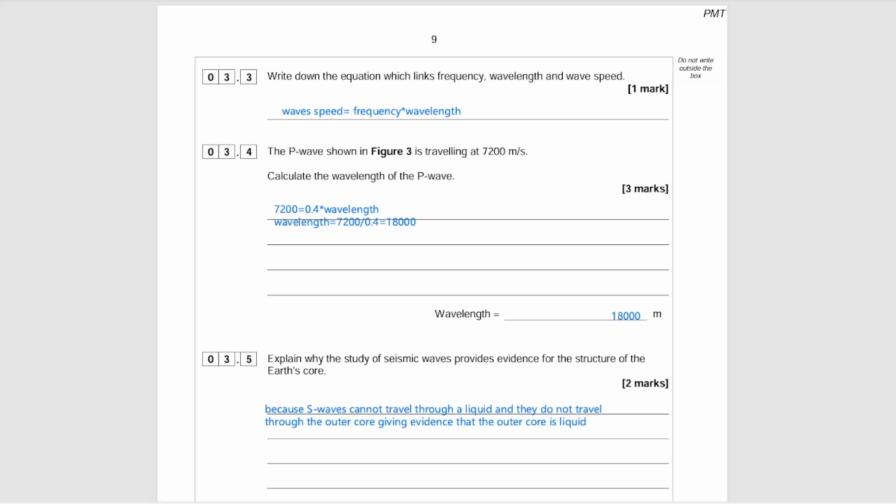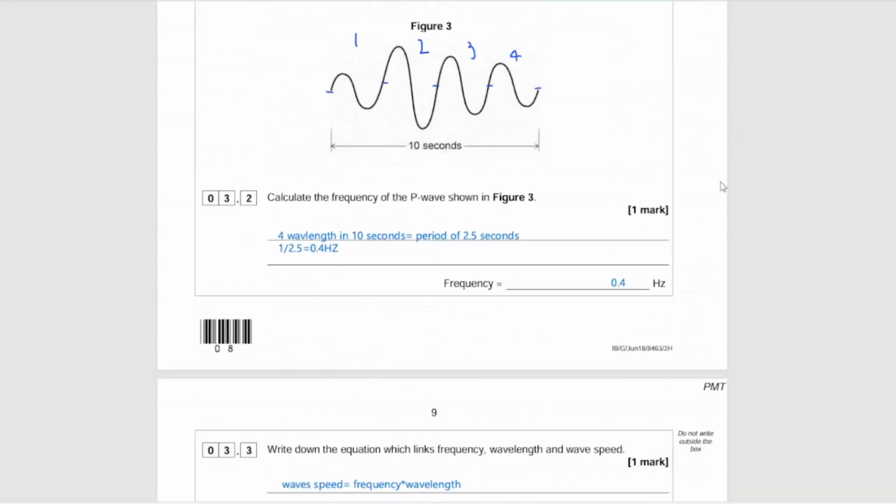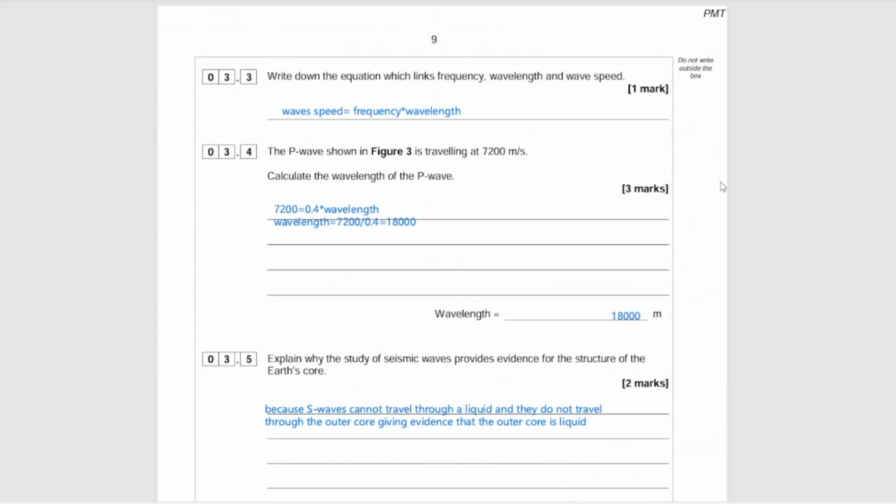Now, moving on to 3.3. Write down the equation which links frequency, wavelength, and speed. And you can just use your formula book to get wave speed equals frequency times wavelength. And then for 3.4, the P wave shown in figure 3 is traveling at 7,200 meters per second. Calculate the wavelength of the P wave. We just need to use the formula we wrote down for 3.3. 7,200 equals 0.4 times wavelength. Therefore, the wavelength equals 7,200 over 0.4, which equals 18,000.